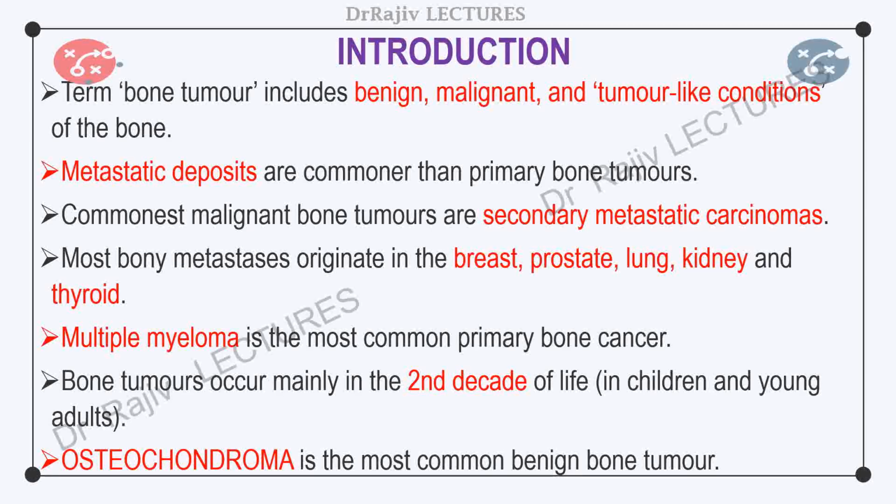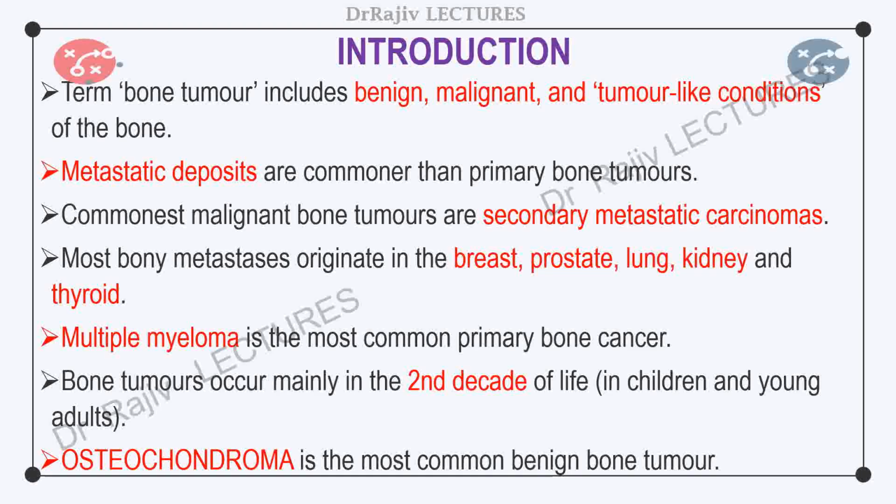Multiple myeloma is a malignant neoplasm of plasma cells in the bone marrow leading to multiple skeletal lesions. Multiple myeloma is the most common primary bone cancer. When solitary, this plasma cell tumor is called a plasmacytoma. Primary malignant bone tumors or sarcomas are rare and account for less than 1% of total cases of cancer.